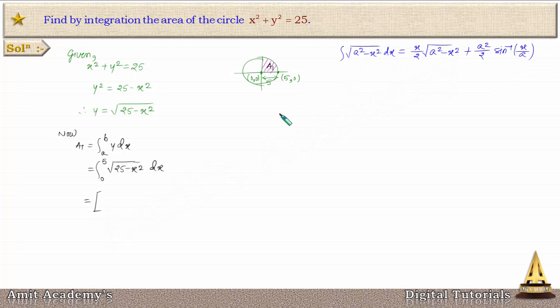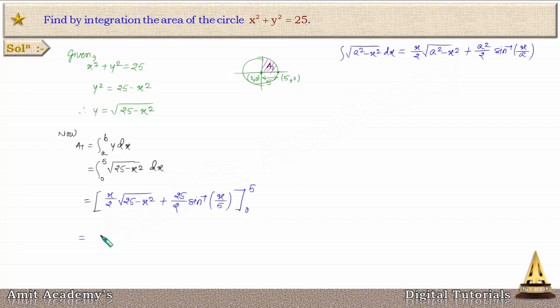So as per this formula, in our sum the value of a is 5. So as per this formula, here I can write x by 2 under root 25 minus x square plus a square, that is 25 by 2 sine inverse x by a, where a is 5, and the limits are from 0 to 5.